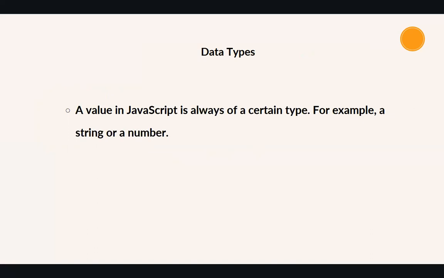Yeah. Okay, so we spoke about data types. We said a value in JavaScript is always of a certain type. So every value that we have is of a particular data type. Then we learned of the various data types available in JavaScript.